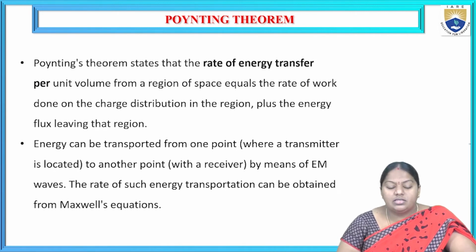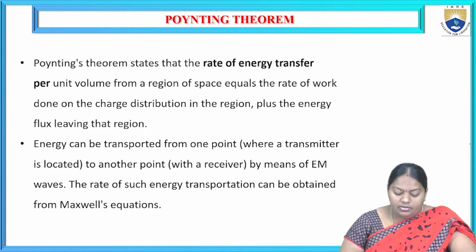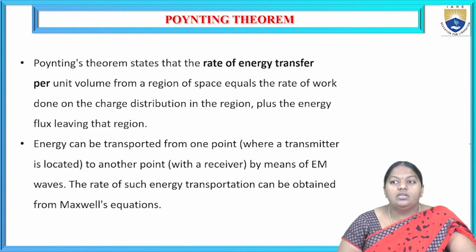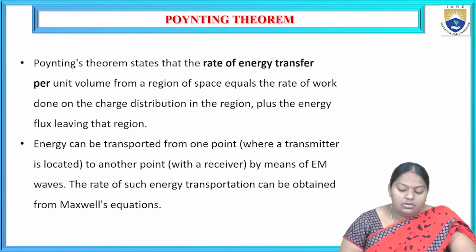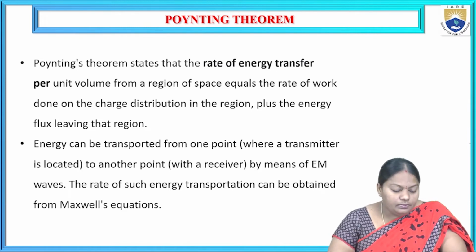Till now, what we have discussed is the Poynting vector: how mathematically we can express the Poynting vector, then the relation between E, H and P. Then we have derived the equation for average power density, right? Now, the important one is Poynting theorem.